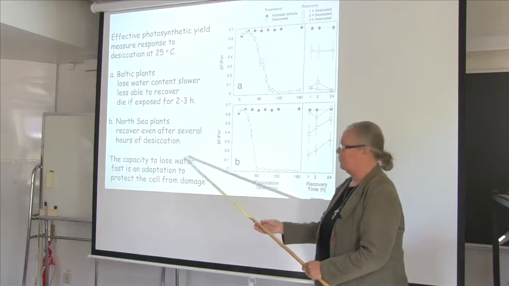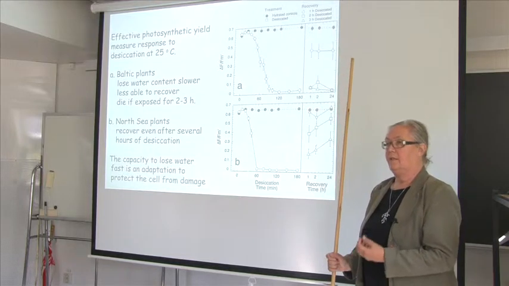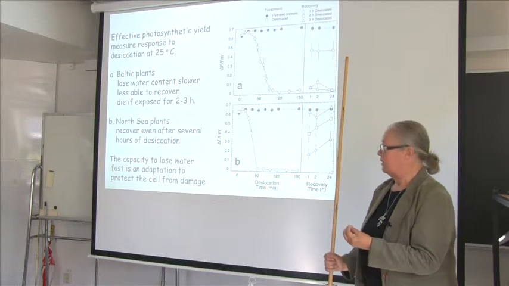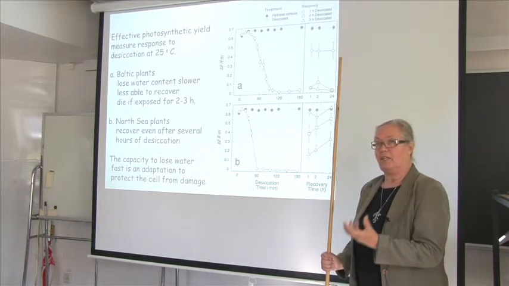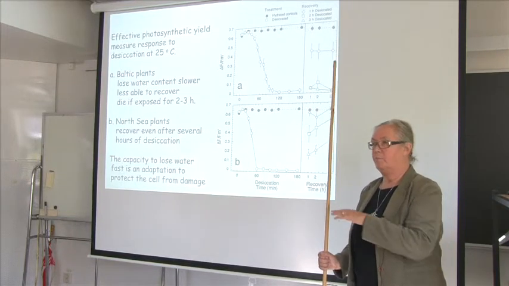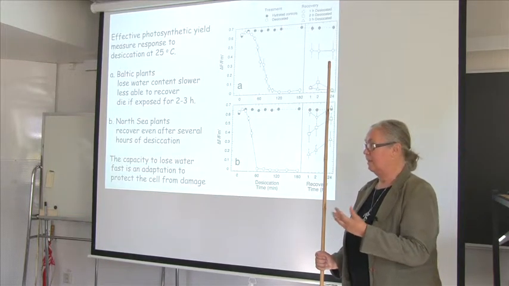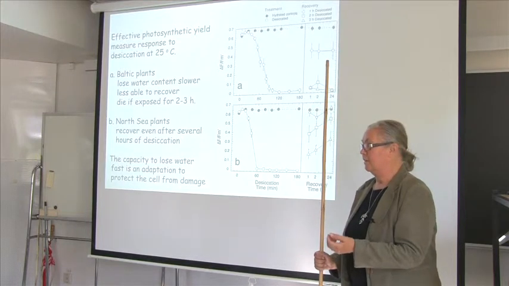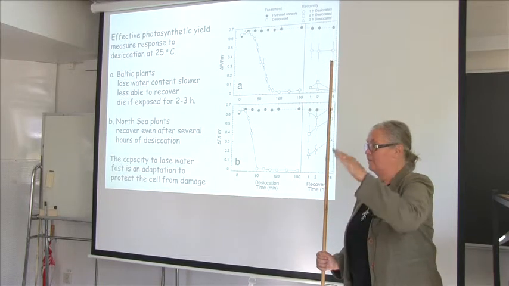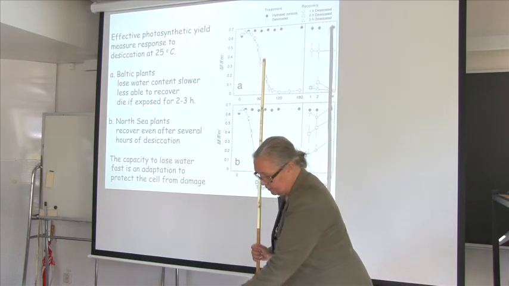So the capacity to lose water is very important for the algae. If you lose water quickly, then the cell structure will not be destroyed. And that is an adaptation that the plants in the Baltic Sea, living subtidal all those 5,000, 6,000 years, they have lost. So they cannot really lose water very quickly. And then the cell structure is lost, and they cannot tolerate living in this intertidal, sometimes being dried out and sometimes being under the water.